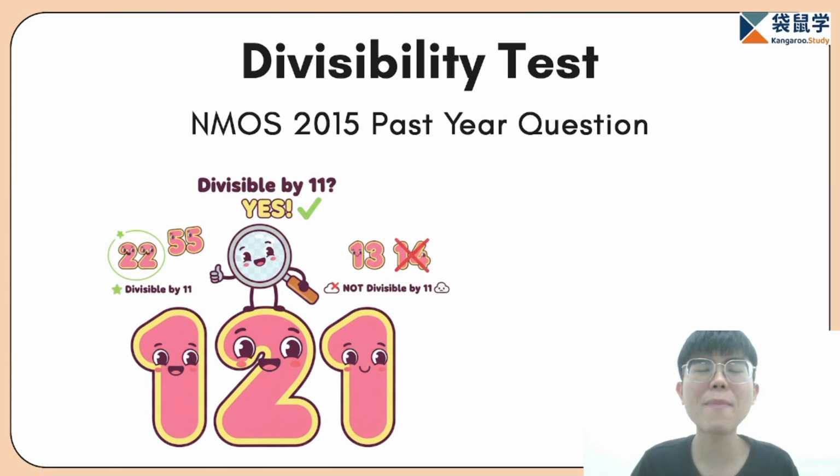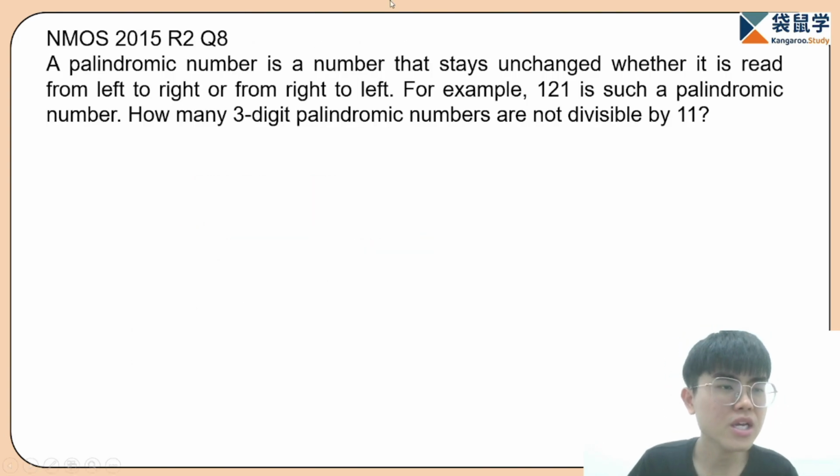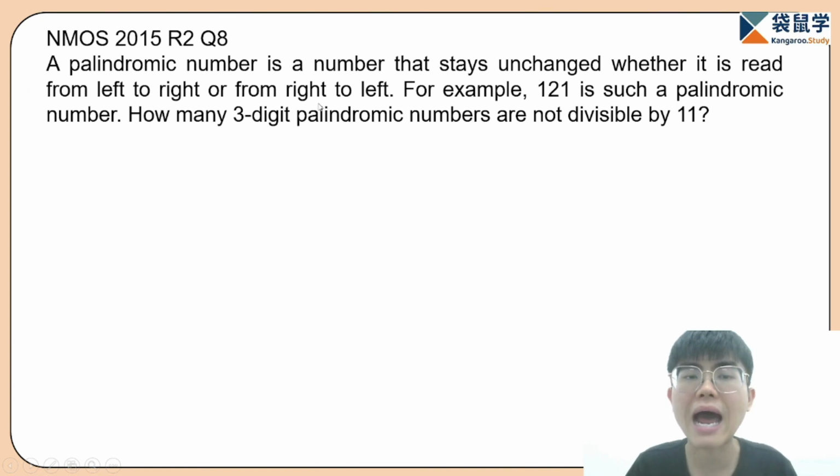Today, I would like to talk about a past year question from NMOS 2015, which is about the divisibility test. Let's have a look. So, a palindromic number is a number that stays unchanged whether it is read from left to right or from right to left.